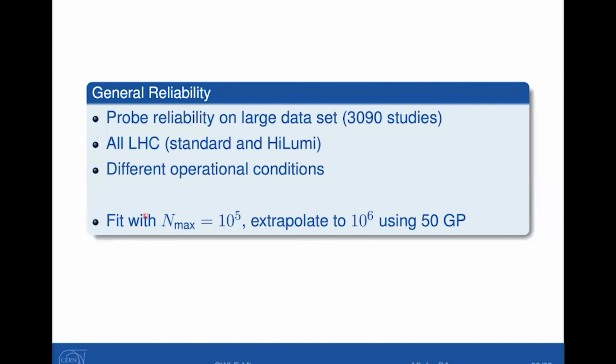We have a fit that goes up to 10 to the 5, 100,000 turns, and we extrapolate to 10 to the 6. Only 50 Gaussian processes here, right? Well, to gain a bit on time. If this is good, we know that 200 will only be better. So this is some kind of bottom line.